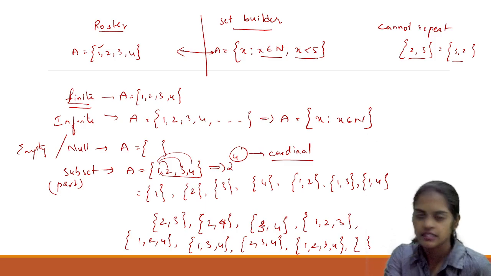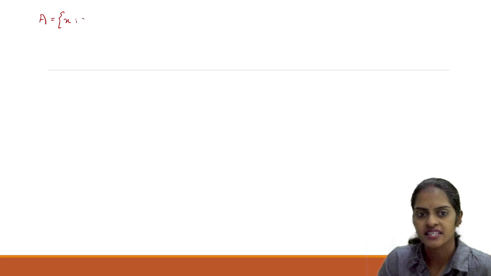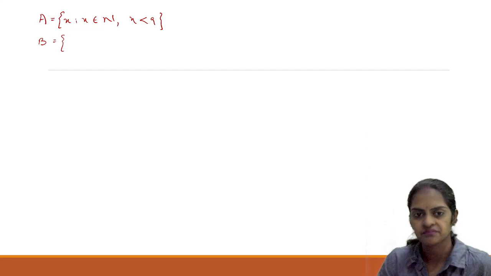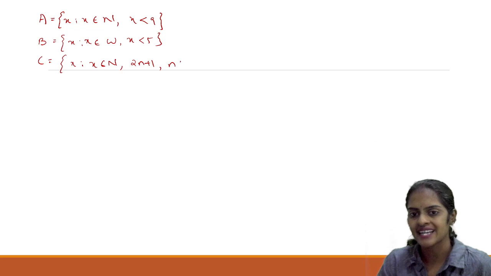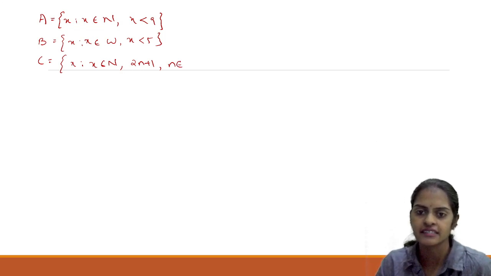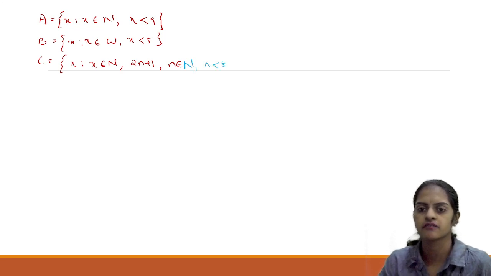Then these are the basic things which you have to know. Then we have something called union, intersection. Okay, let's do it along with Venn diagram, in one question I'll teach you. So suppose A is a set containing elements X such that X belongs to natural number and X is less than 9, for example. B is a set containing elements X such that X belongs to whole number and X is less than 5. C is a set containing elements X such that X belongs to natural number and is of the form 2n plus 1, where n is a natural number and n is less than 5, for example.